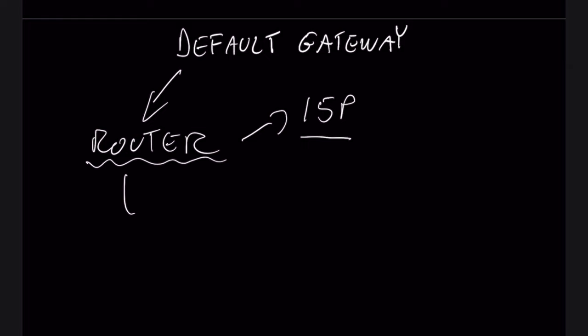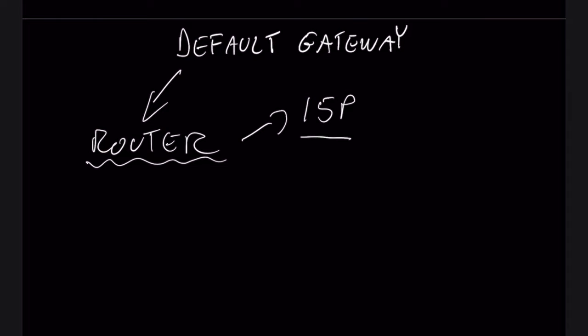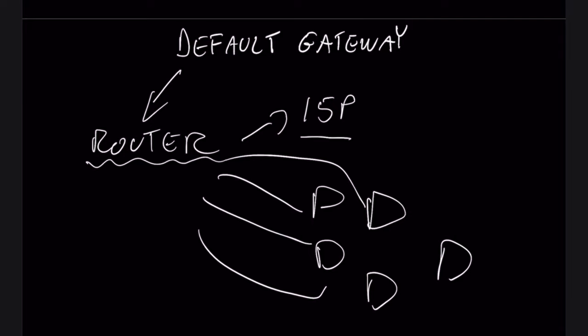In this course, I had a USG and I'm using some UniFi equipment, and I'm replacing that with the Dream Machine, the UDM. But apart from that, the important point to convey is that the router gives us access to the outside world. So we have n number of hosts, represented by these little squares. They all connect to the router, and the router basically gives us internet access.